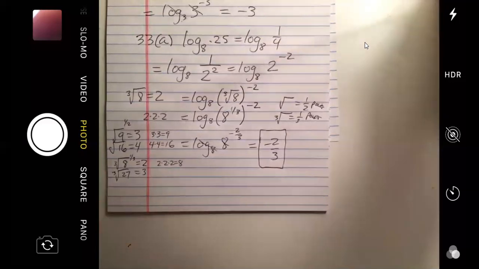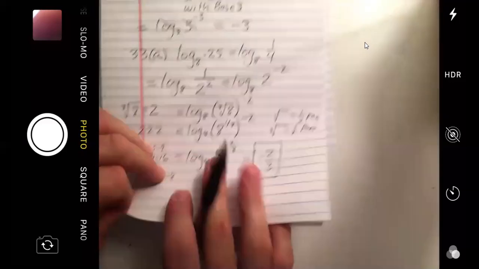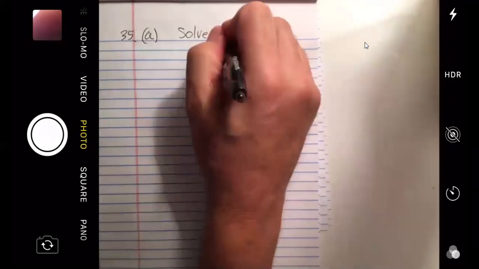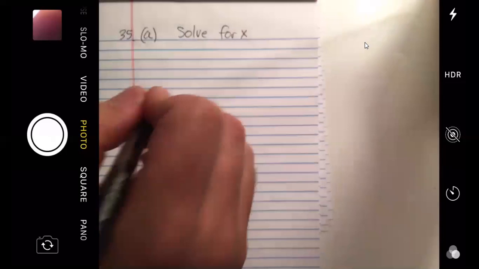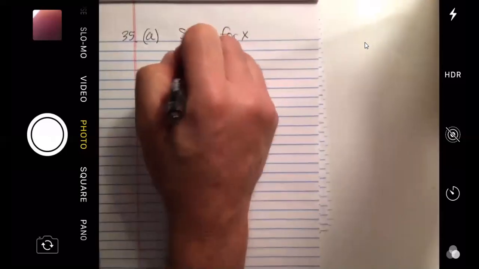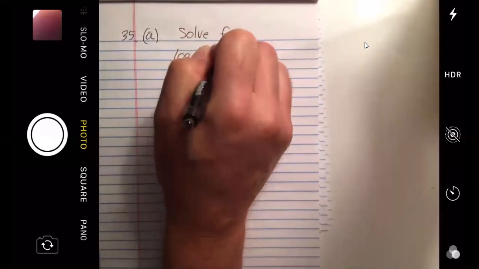Let me go further down the page. I'll show the next section. Problem 35. Part A. They want you to solve for x. They have log base 4 of x equals 3.